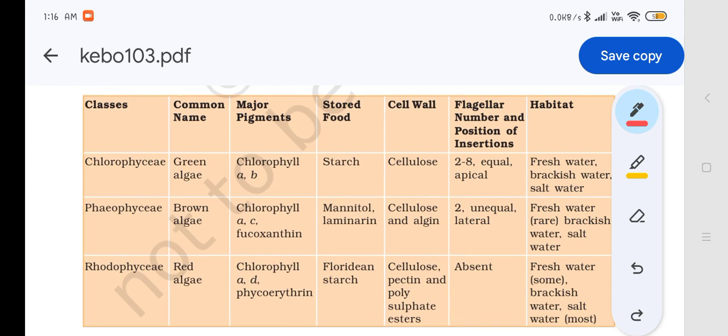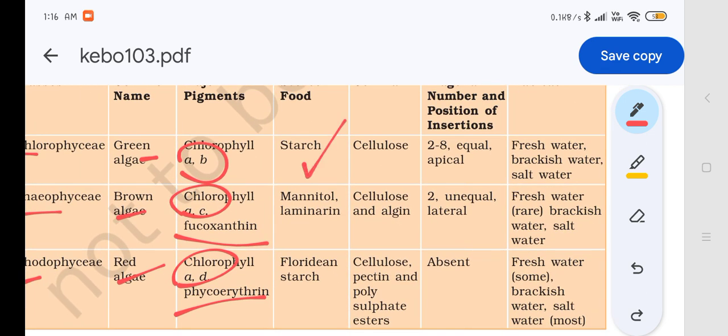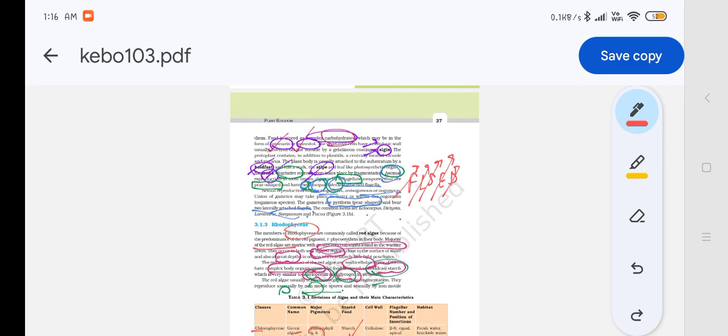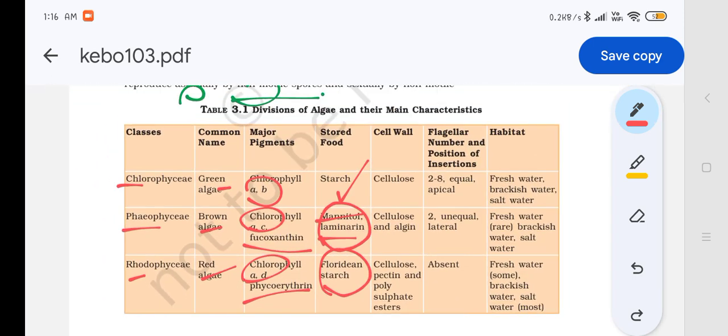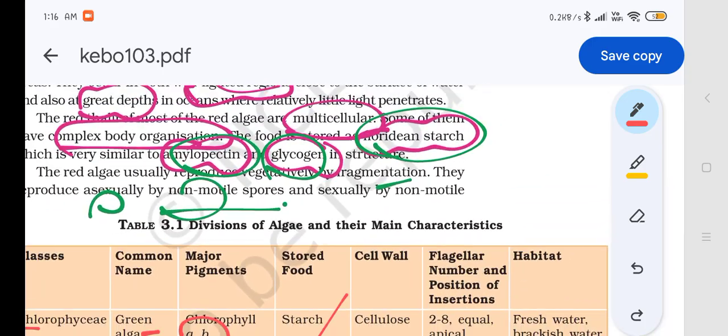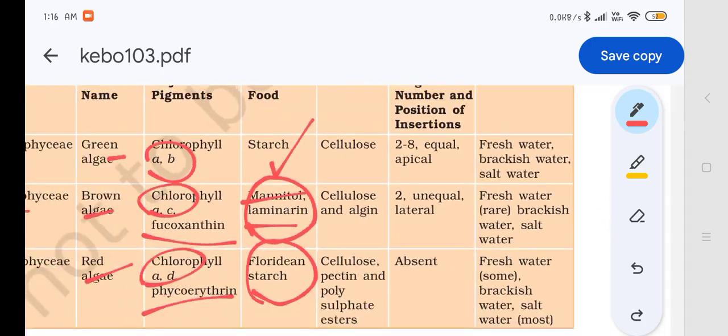Chlorophyceae, Phaeophyceae, Rhodophyceae. Rhodophyceae is red algae, Phaeophyceae is brown, Chlorophyceae is green algae. Chlorophyll a, b; a, c; a, d; fucoxanthin, phycoerythrin; starch, oil droplets as well. Then we have mannitol, laminarin. They are complex carbohydrates. In these, the Floridean starch has a structure similar to amylopectin and glycogen.